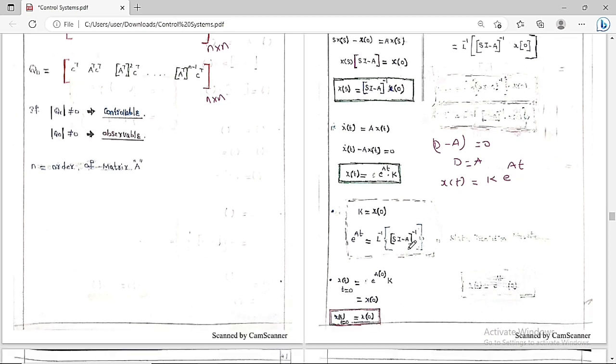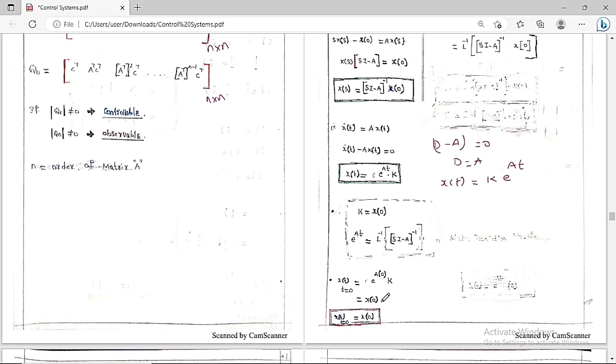Now listen carefully. We got x(t) = e^(At) into k. Now in place of t, I want to substitute 0. Then what are we going to get? x(t) as t tends to 0 is equal to e to the power of A into 0 into k. So e to the power of 0 is nothing but 1. So 1 into k is equal to k, but k is equal to x(0). So therefore we get x(0).